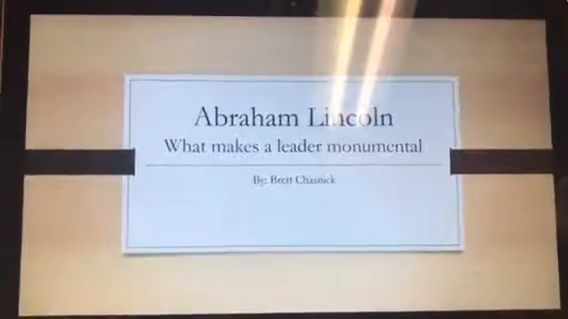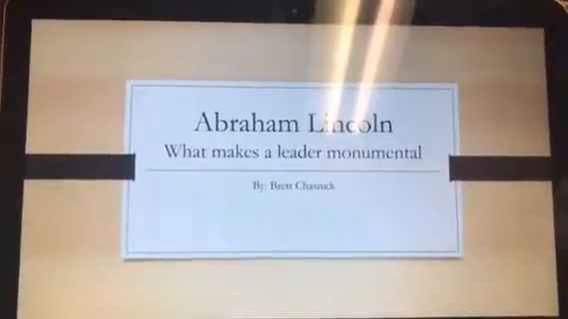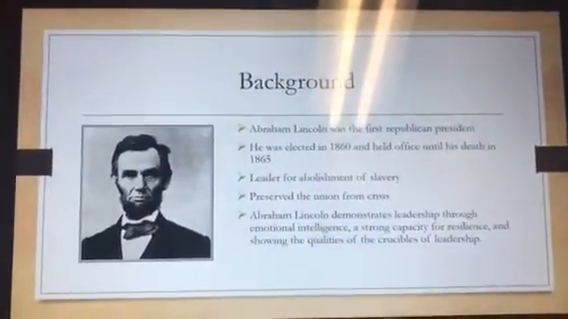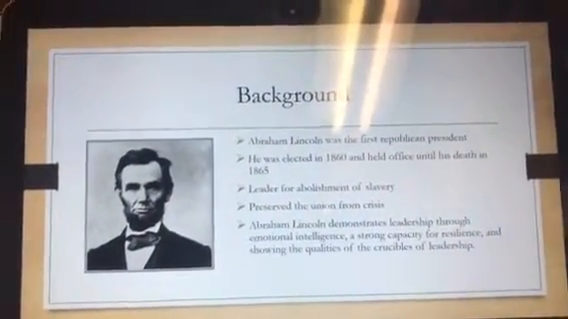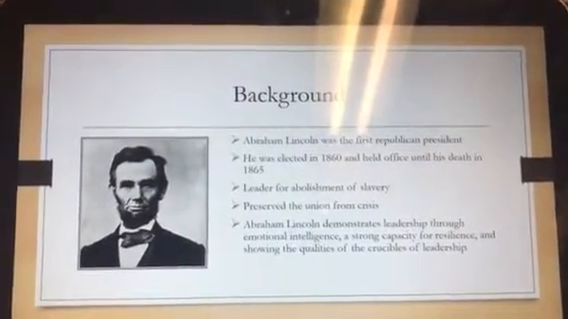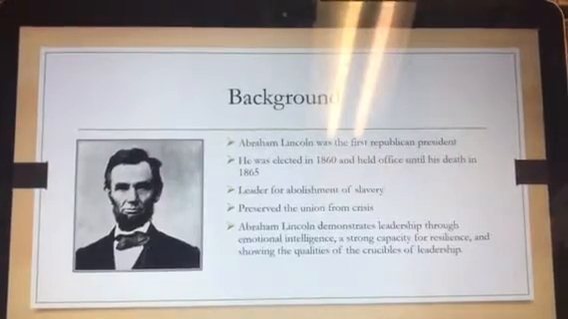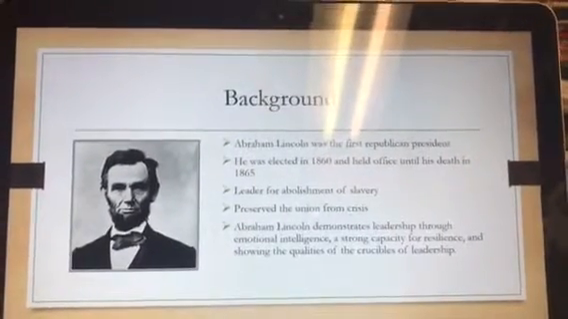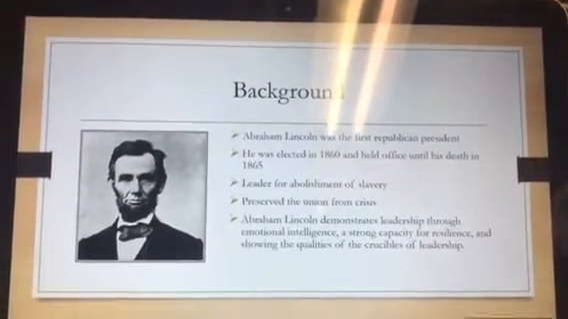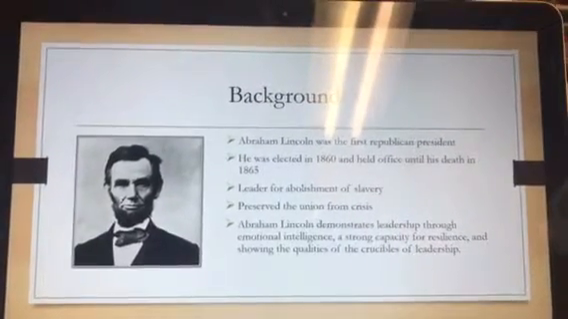My name is Brett Chasnick, and I chose Abraham Lincoln for my leadership case study. Some background. Abraham Lincoln was the first Republican president. He was elected in 1860 and held office until his death in 1865. He was a leader for the abolishment of slavery, and he preserved the Union from crisis.